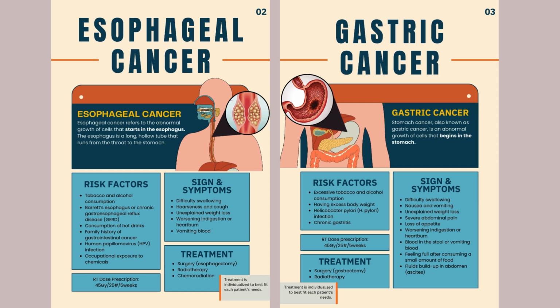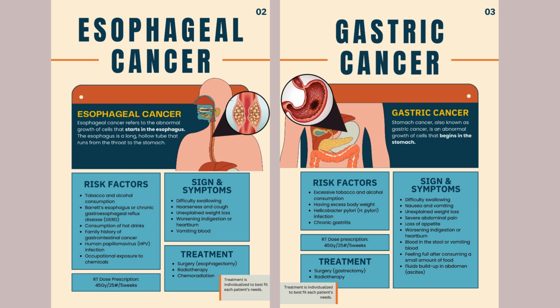The signs and symptoms of esophageal cancer are difficulty in swallowing, hoarseness and cough, unexplained weight loss, worsening indigestion or heartburn, and vomiting blood. The treatment options for esophageal cancer are surgery, which is known as esophagectomy, radiotherapy, and chemoradiation. The radiotherapy dose prescription for esophageal cancer is 45 gray in 25 fractions over 5 weeks. Note that the treatment is individualized to best fit each patient's needs.